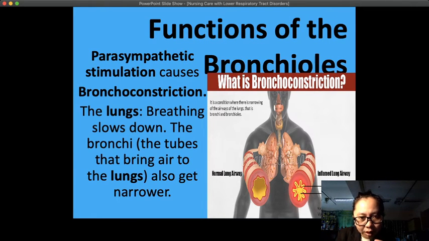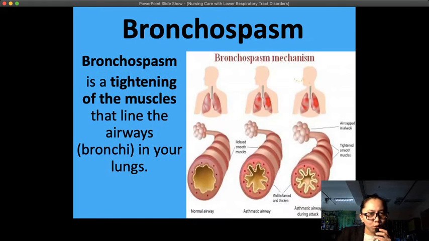Okay? While this is the normal lung airway. So, kung hindi siya nag-constrict, class, malaki ang daanan ng air or ng oxygenated blood. Alright, so bronchospasm. Okay, we always hear about bronchospasm, but what is bronchospasm?